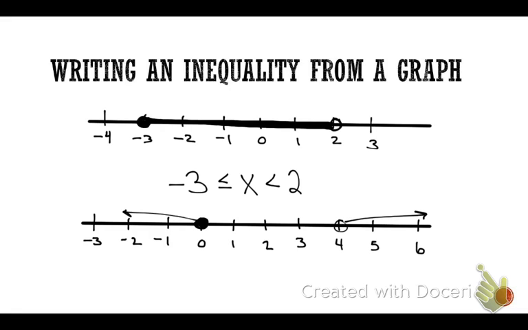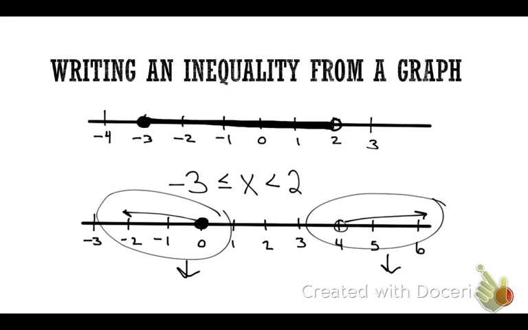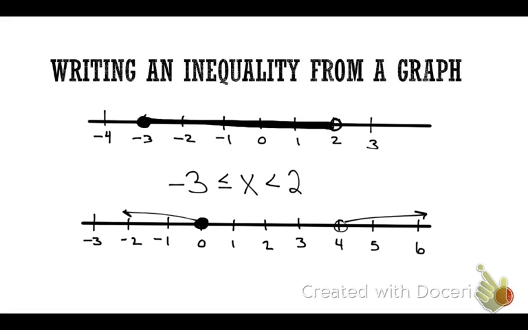All right, which means I need an inequality for this one, and I need an inequality for this one, and then they will be connected by the word or. Because either value or range of values could be a solution to this compound inequality. Because it is a split statement, it's or, I'm going to write 2 different inequalities.